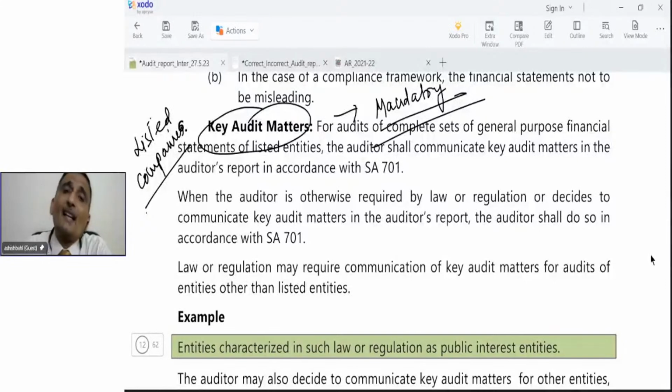Any matter can be a key audit matter. It is not that there is a certain list. What does SA 701 state? It only defines key audit matters. It defines those matters which are significant and which relate to the current period, and these have been discussed with the management during the course of the audit.